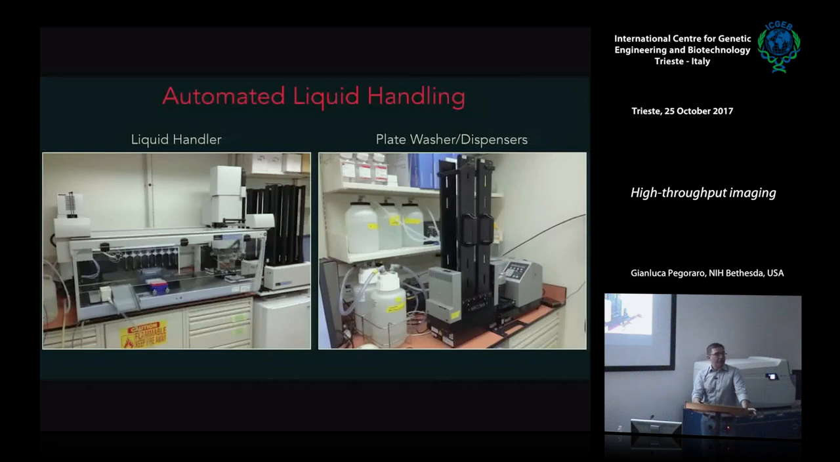In terms of instrumentation, I mentioned automated liquid handling. I'll go very briefly over this part. The two main classes of instruments that we and other facilities use are liquid handlers for the reformatting, stamping, and dispensing of libraries, and plate washers and dispensers to automate immunofluorescence or DNA or RNA FISH protocols.